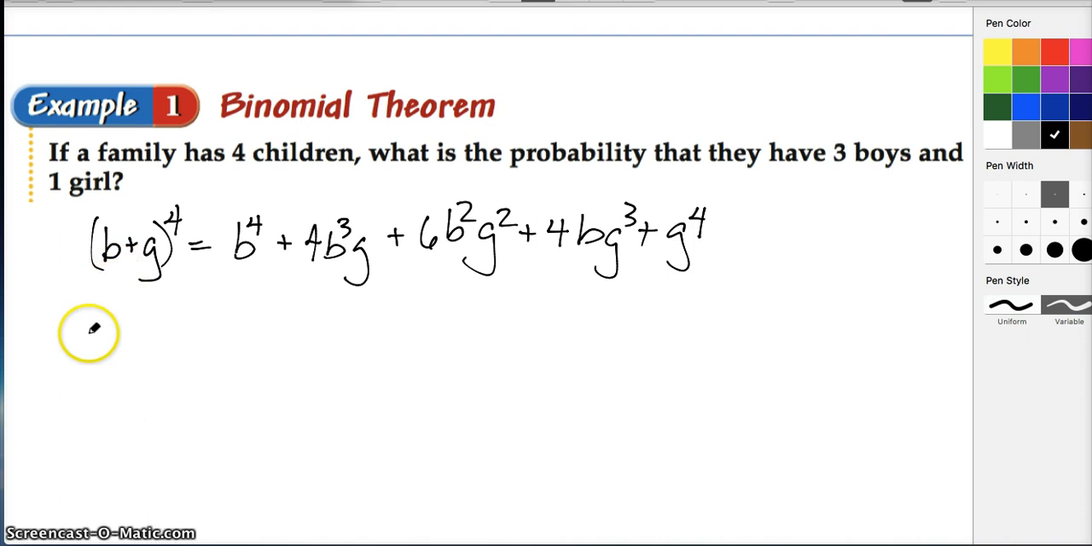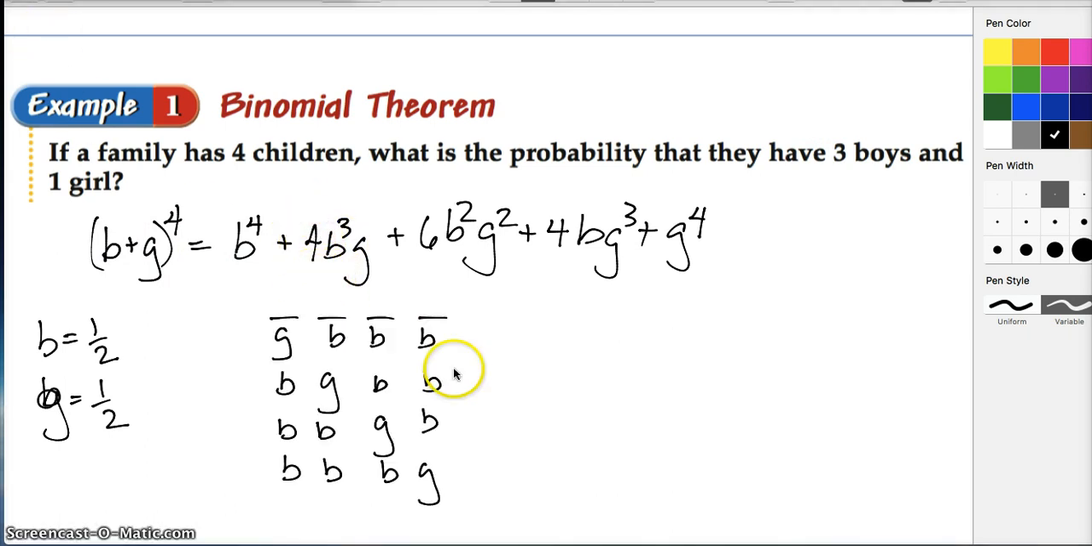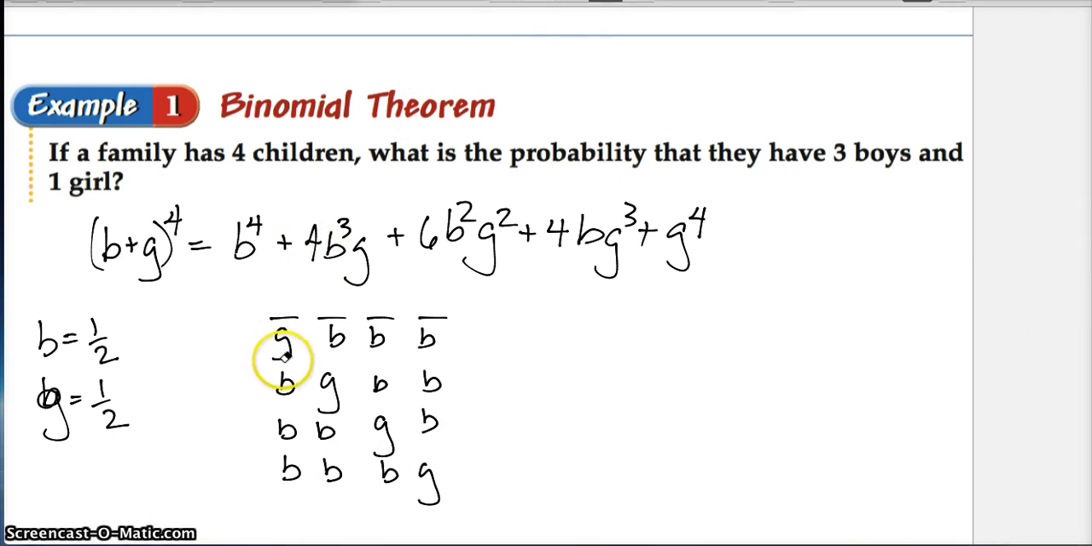Now we have to think about the true probabilities. In general, the probability of a boy is 1/2, and the probability of a girl is 1/2. If I wanted to know the probability of having 4 children, 3 boys and 1 girl, I would come over here and say, okay, there are 4 ways to have 3 boys and 1 girl. In terms of birth order, the girl could be first, or second, or the third child, or the last child. So that's what that 4 indicates: there are 4 different scenarios that would work.